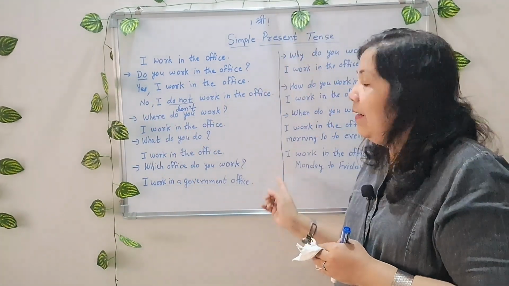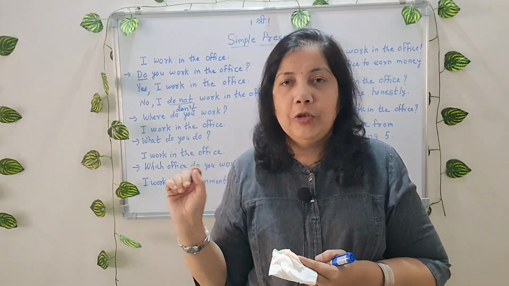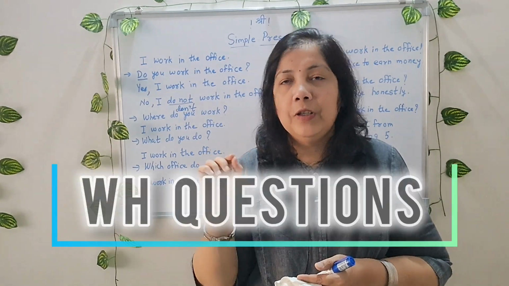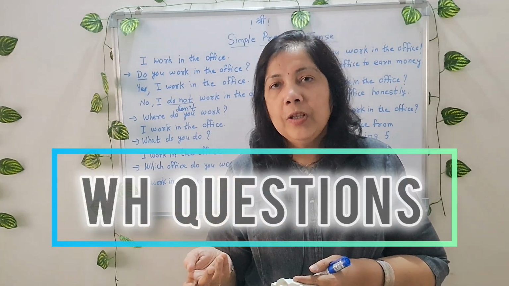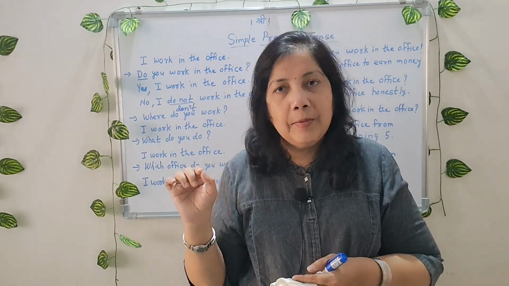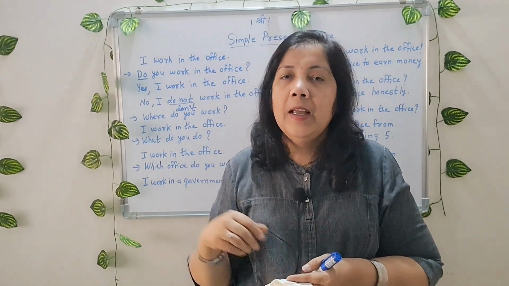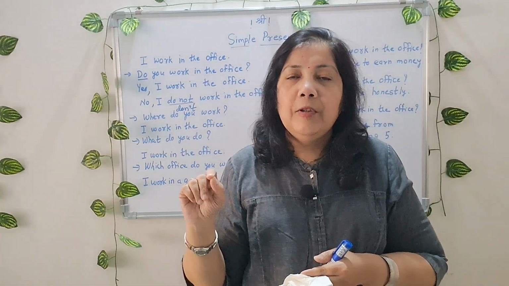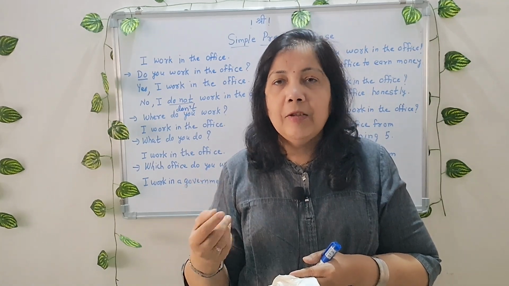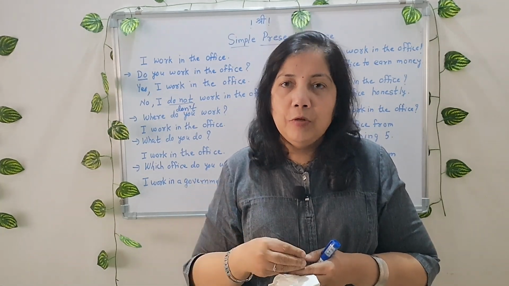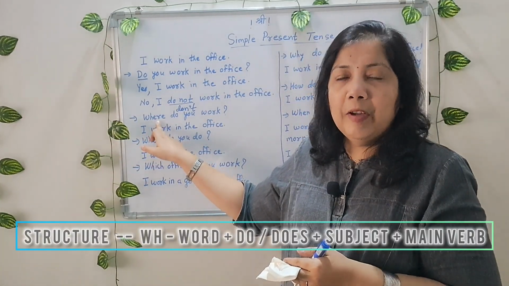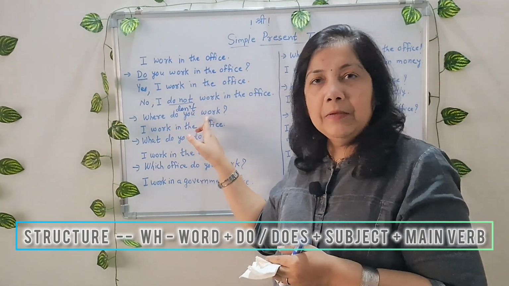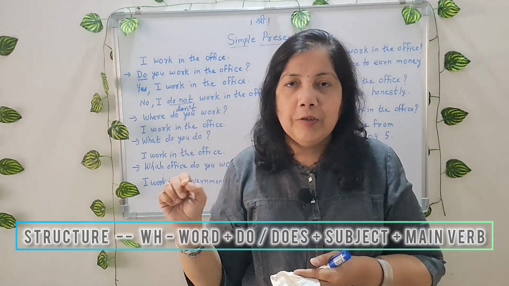After this, all these remaining questions are WH questions. WH questions means the question starts with a WH word: what, when, where, how, which, and many more. So it starts with a WH word and the question is formed. We'll see those questions now. Where do you work? Where is a WH word; you have to tell the place. Where do you work? The structure is: WH word, then do as an auxiliary verb, you as the subject, and then the main verb. This is the structure for WH questions.